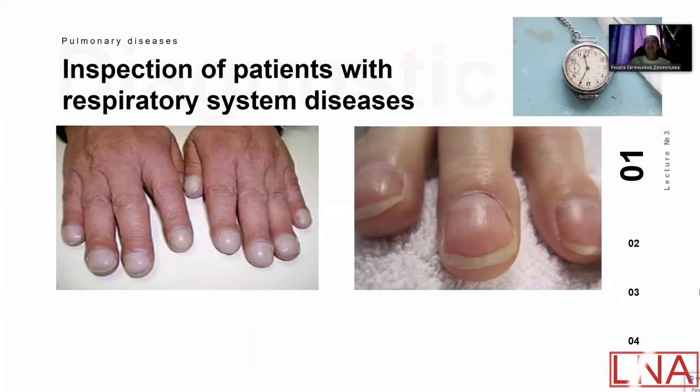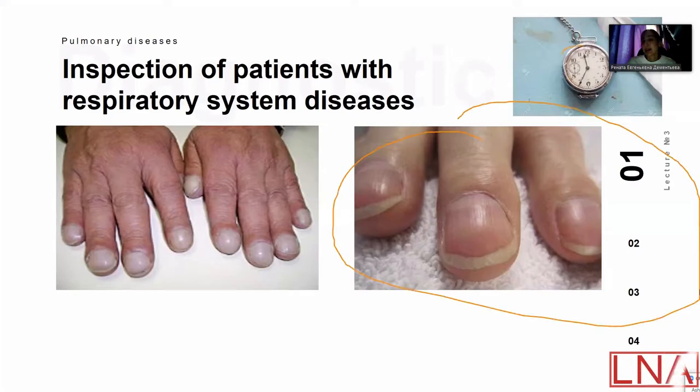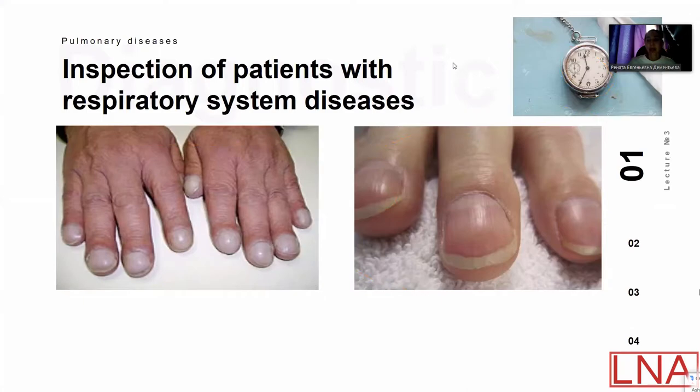So on this slide, you can find such changes of the nails, like watch glasses nails, and look at this picture and another. Consider these watch glasses, really changed in shape: round, increased in volume, thicker, and the changing of the fingers in the type of drumsticks is significant for patients with respiratory diseases. So continue.